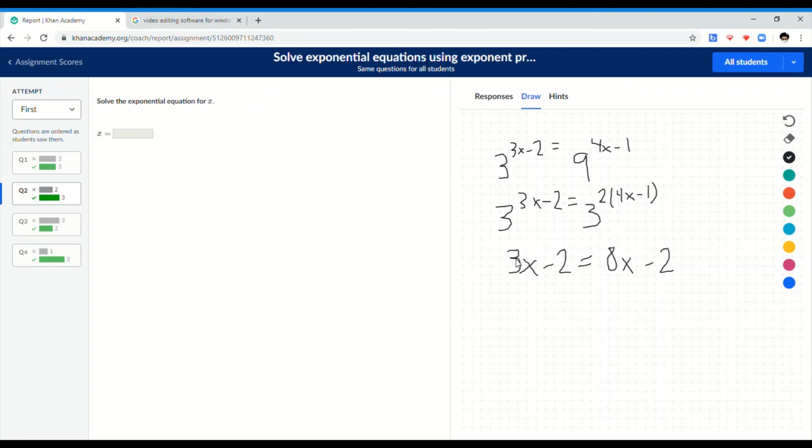We're going to take the 3x, move it over here, take the negative 2, move it over there, and if you did this correctly, your answer is neither positive nor negative. That's a bad hint because you should know the answer by now.